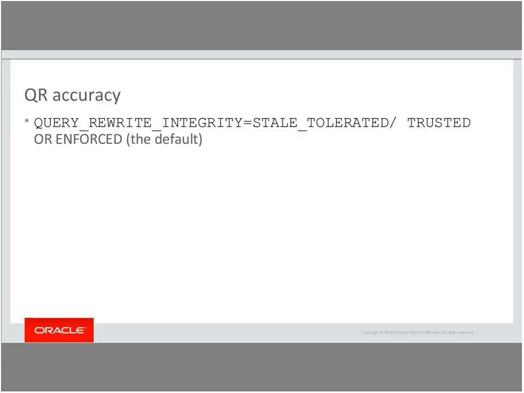If rewrite integrity is set to the safest level, that is enforced, the optimizer uses only enforced primary key constraints and referential integrity constraints to ensure that the result of the query is the same as the result when accessing the detailed tables directly. If the rewrite integrity is set to levels other than enforced, there are several situations wherein the output with rewrite can be different from that without rewrite.